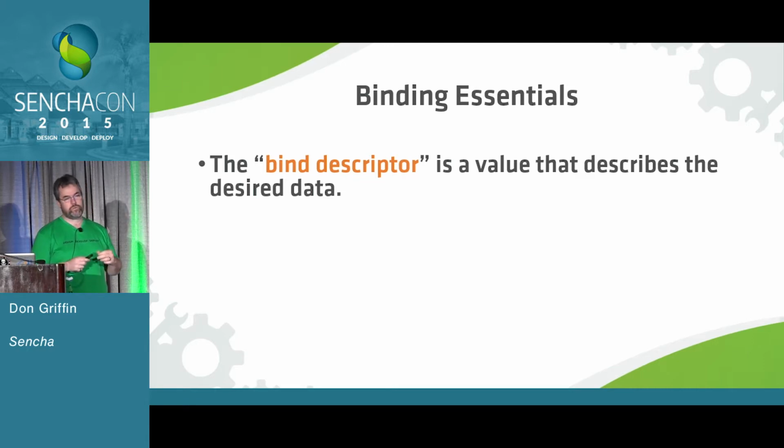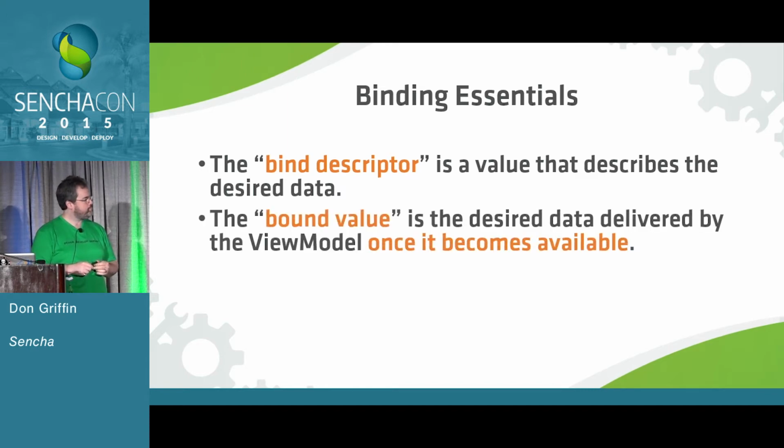Binding descriptor is just a word to say what value you want, so it's kind of an intuitive thing. You say, I want my text to be this. The this is the bind descriptor, and we'll see how interesting those can get. The bound value, of course, is the result of the bind descriptor. And this is one of the key aspects of view models in Ext JS: data is presented as the bound value when it becomes available.